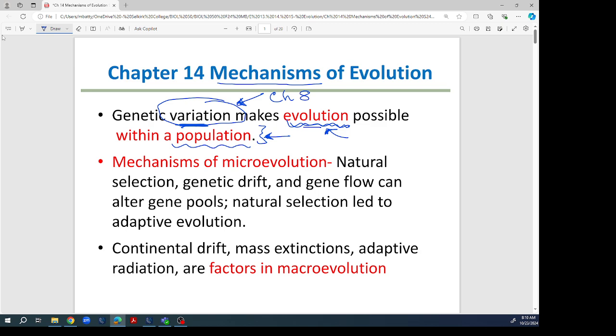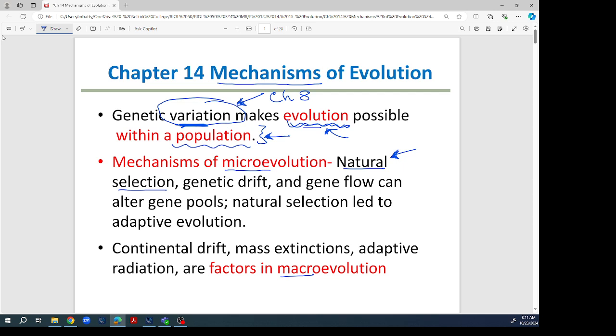When we were introduced to Darwin in chapter 13, we were talking a lot about natural selection, right? That was his main mechanism. We're going to take a look at a few other things that happen that can lead to evolution. We're also going to divide up our focus in this chapter 14 between microevolution and macroevolution. So we're going to look at the mechanisms of microevolution and then the factors that influence macroevolution.